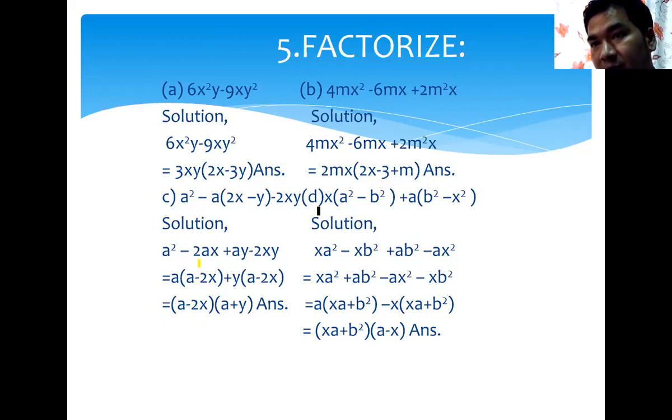Here, x into a square minus b square, plus a into b square minus x square. These two terms inside the bracket and these two terms inside the bracket where I'm pointing are not the same. If they are not the same, we have to remove the bracket and write the terms, like this: x into a square, x a square; x into minus b square, minus xb square; plus a into b square, plus ab square; and plus a into minus x square, minus ax square.